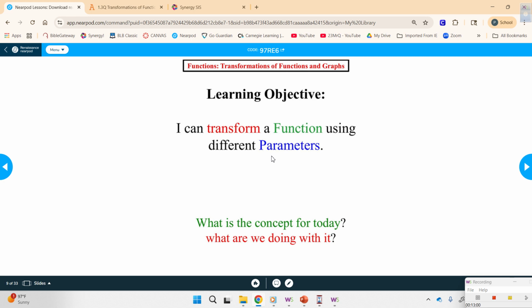Remind your neighbor, what are the 3 parameters that we've been using so far for transformations? Remind your neighbor. 3 different parameters. What are they? Three different parameters.